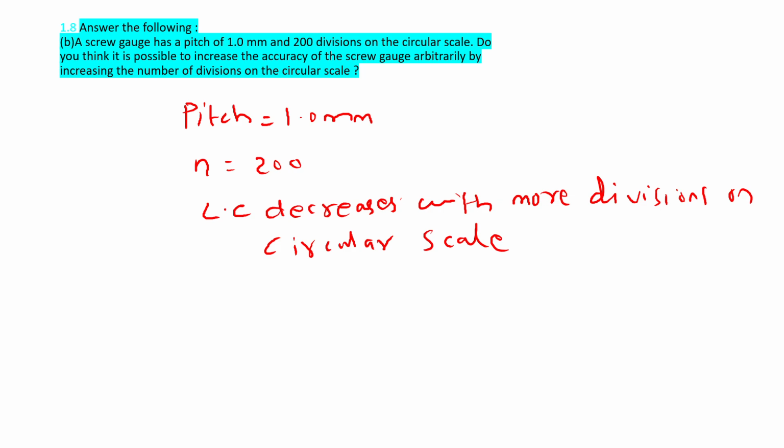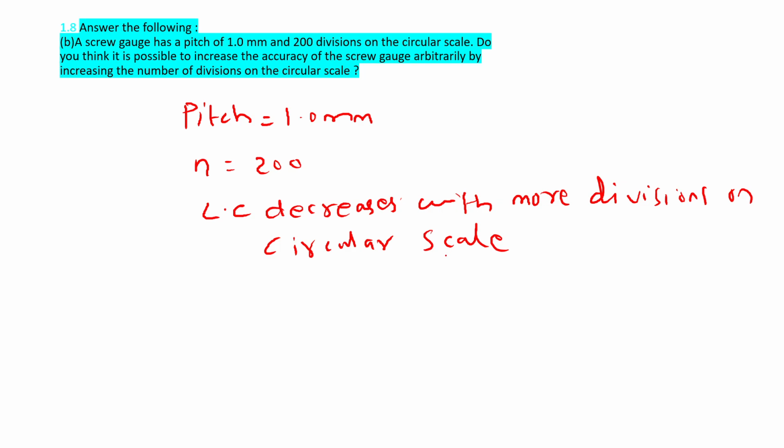So that's what happens. But it is not possible to increase the number of divisions on the circular scale arbitrarily, because there is a limit for the resolution of the human eye. So it is not that easy to increase the number of divisions on the circular scale. Okay, so theoretically it is correct. The least count decreases with more divisions on the circular scale. But practically it is difficult.